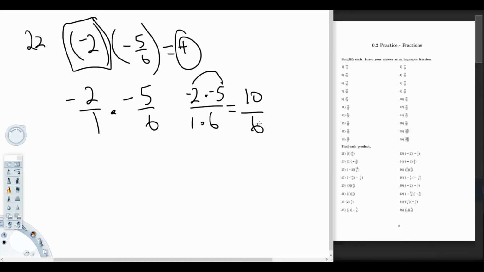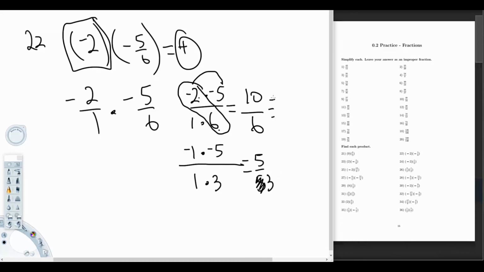Easy enough. However, if you want to get really fancy, look, this can be divided by 2 and this can be divided by 2. So what we're really saying is negative 1 multiplied by negative 5 over 1 times 3. So we get 5 over 3. And here, if you divide 10 over 6 by 2, you're going to get 5 over 3. That is the answer. All right, we're going to continue the problems next video.